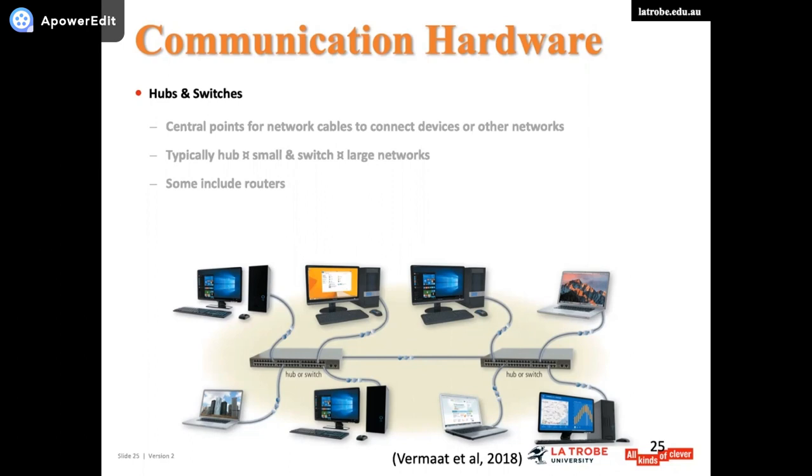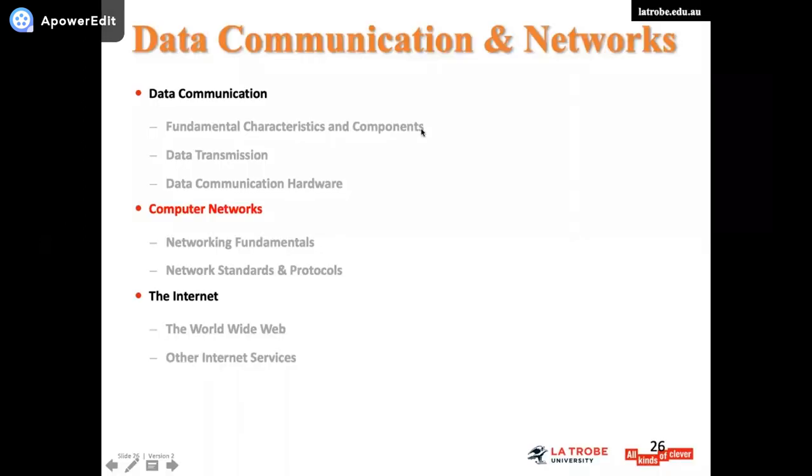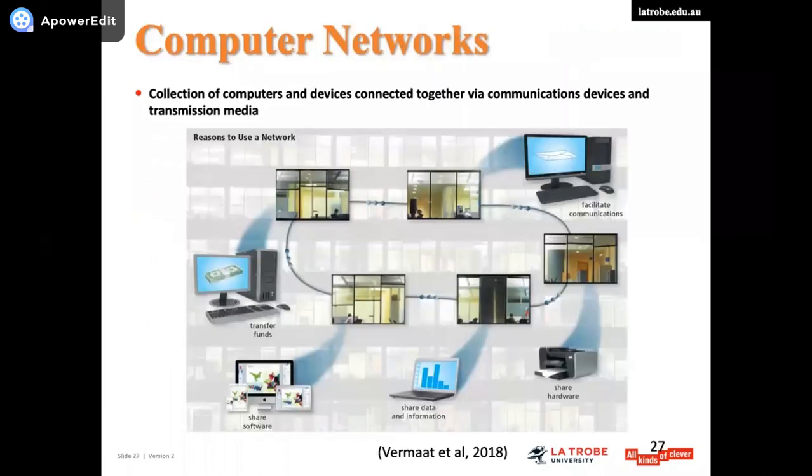Now let's move to the next topic, computer networks. What is the definition of computer networks? It is a collection of computers and devices connected together via communications devices and transmission media. And why should we use computer networks? What are the reasons to use a network? Maybe this question is too simple for you, because you use the network every day and you are used to it already. So you maybe never thought about that before.